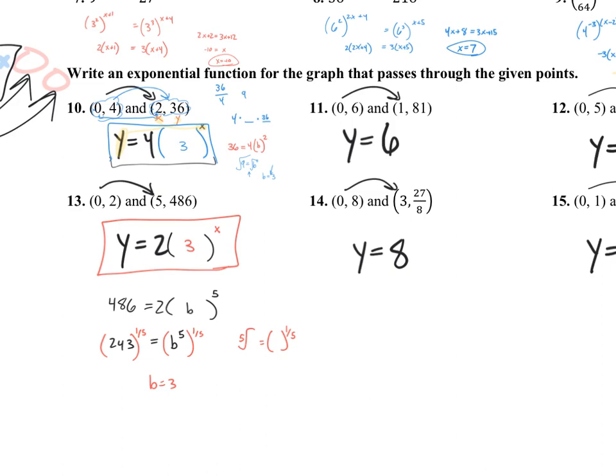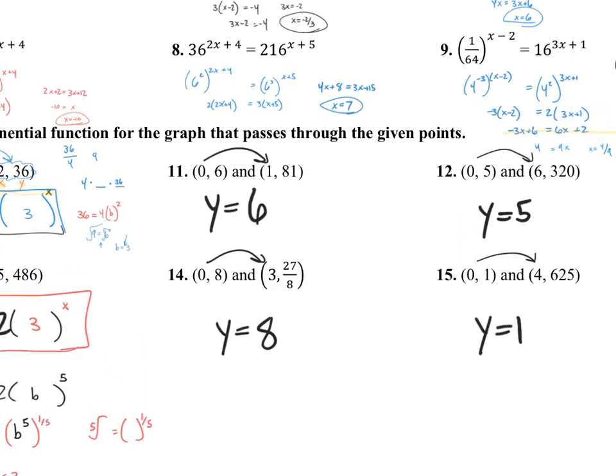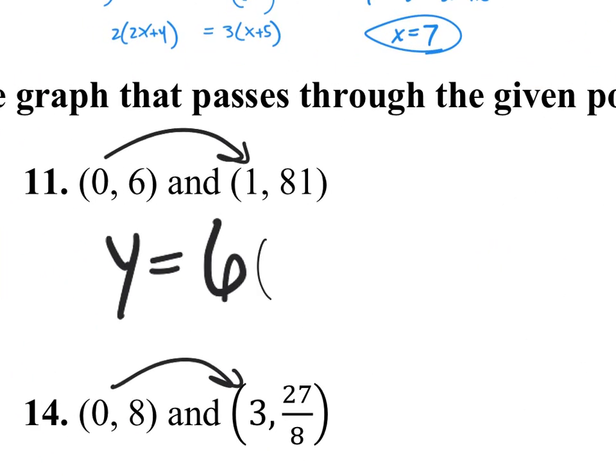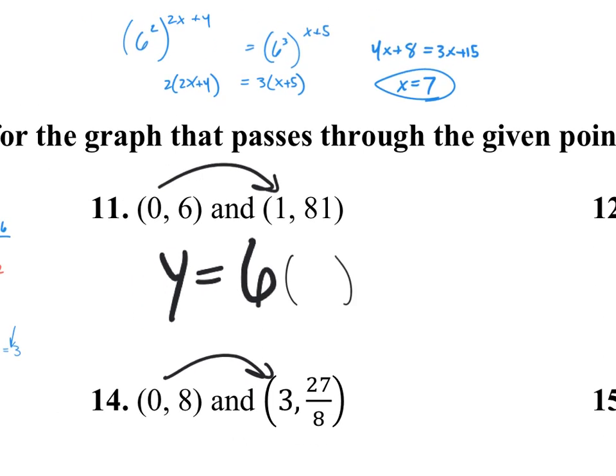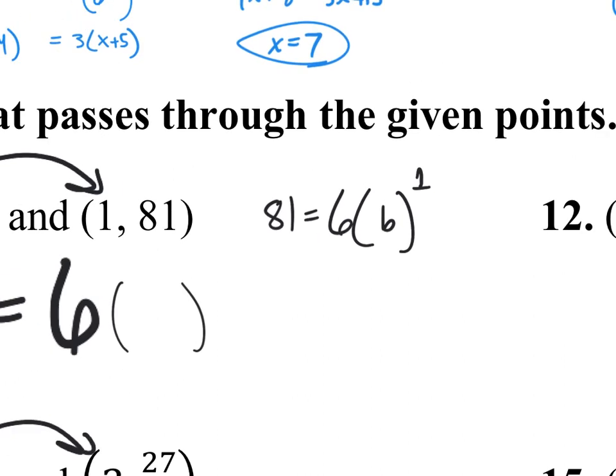So these will all be fairly similar as you're going through this process. So let's try a couple more. We'll set them all up the same. We'll replace y with y. We know our a value already. We're looking for b, and in this case, it's to the 1st power. So this one I'm simply just dividing 81 by 6. And when I do that, I get that my b is equal to 13.5.